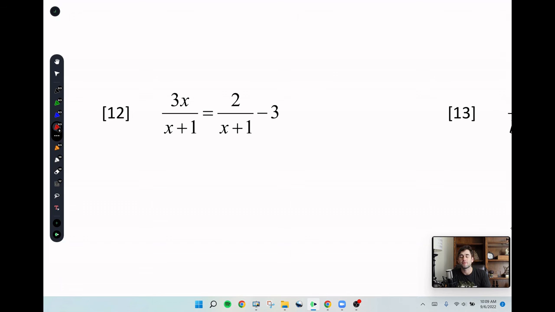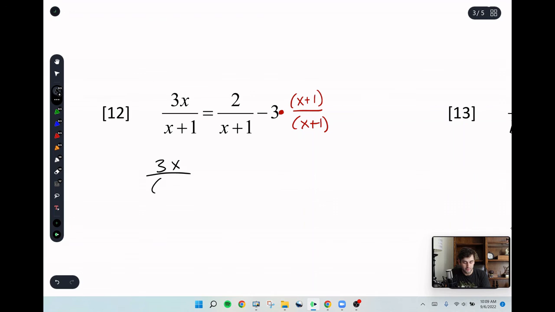So what I'm going to do is just multiply by 1, right? You would agree we're allowed to multiply this 3 times 1. So 3 times 1 is 3, so you can just erase it, right? Well, what if I change that 1 to x plus 1 over x plus 1? That's still 1. So 3 times 1 is still 3. It didn't change anything. It just gave us a common denominator. So now we've got 3x over x plus 1 equals 2 minus 3 times x plus 1 all over x plus 1.